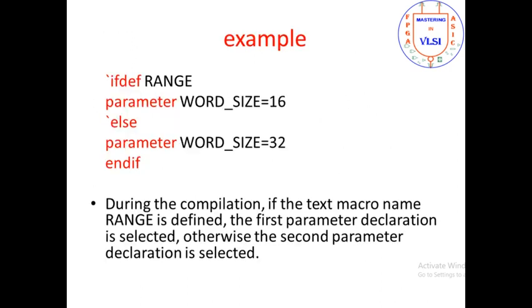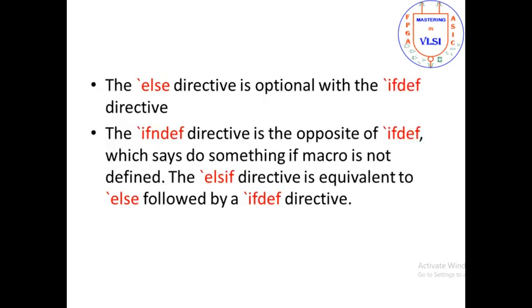Okay, the first example: `ifdef RANGE, parameter WORD_SIZE, the length we have given is 16. Across the program we can use `else parameter. Otherwise, if RANGE is not defined anywhere, we can say the word size is 32. Otherwise, if RANGE is defined previously, then the word size is 16. During compilation, if the text macro name RANGE is defined, the first parameter declaration is selected, otherwise the second parameter declaration is selected.